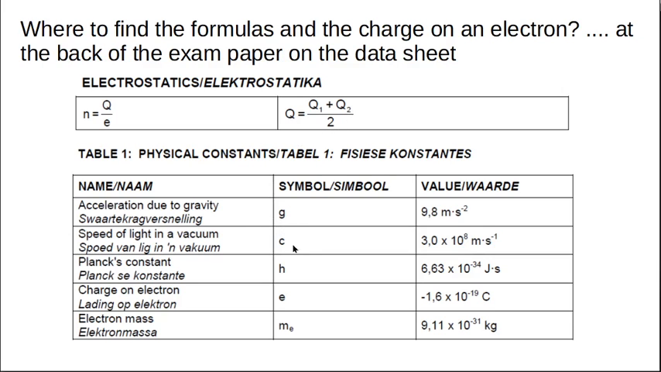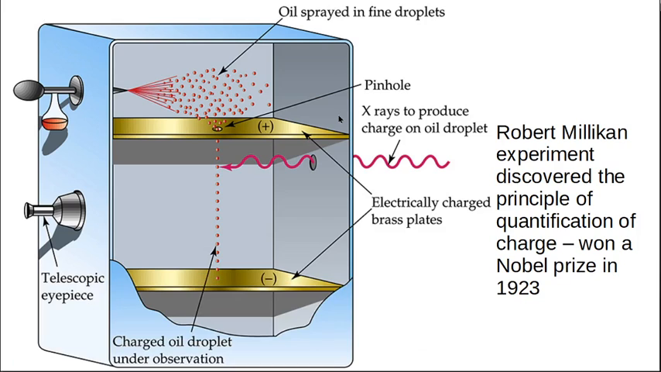So over here, here's your e, the charge on an electron, and here's its value with its unit. Okay, it is your job to remember that Q is the charge on the object in coulombs, n is the number of electrons, and e is the charge on a single electron. So here this means charge equals charge 1 plus charge 2 divided by 2. And we use this for when objects touch each other.